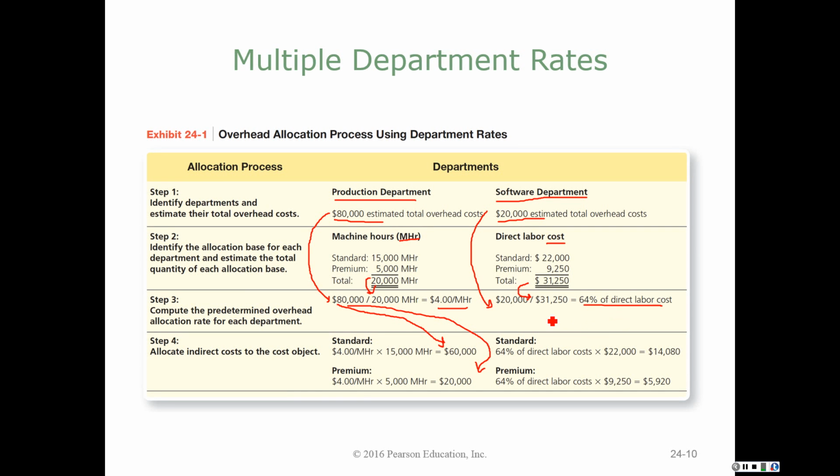So when we do this allocation, out of the 20,000, 14,000 of it ends up in my standard product, and almost 6,000 of it ends up in my premium tablet. So it's a little more precise.